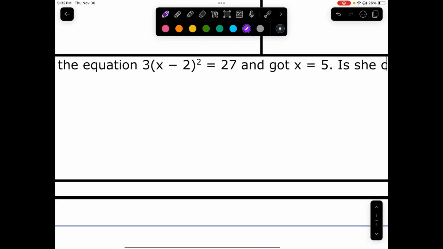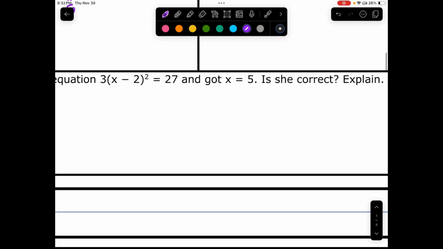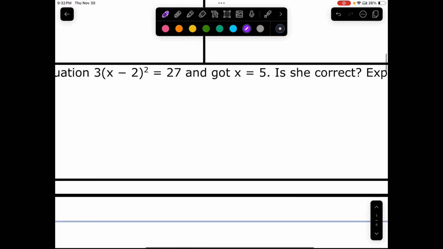Number 9, we got this equation right here. And when Jada solved it, she got x equals 5. Is she correct? And explain. So let's go ahead and solve this. Right off the bat, I see that 27 is divisible by 3 and 3 is being multiplied by the set of parentheses. So I'm just going to go ahead and do that.